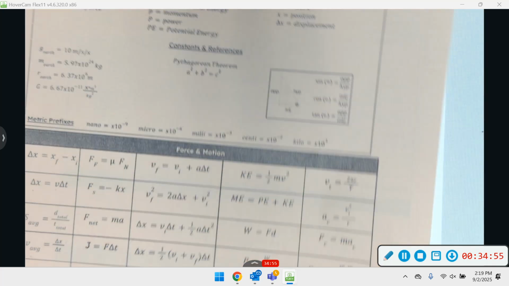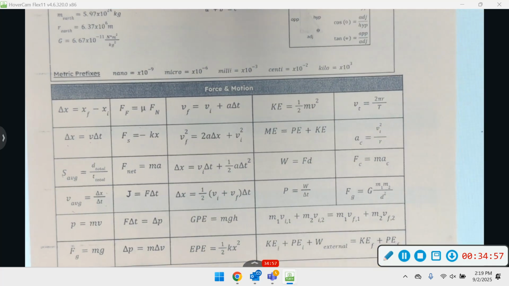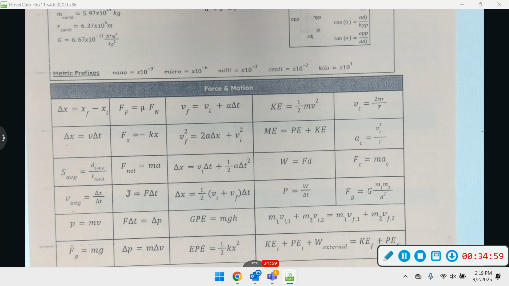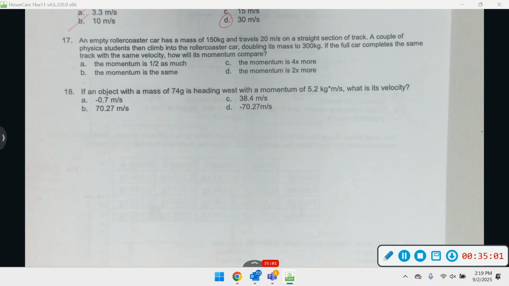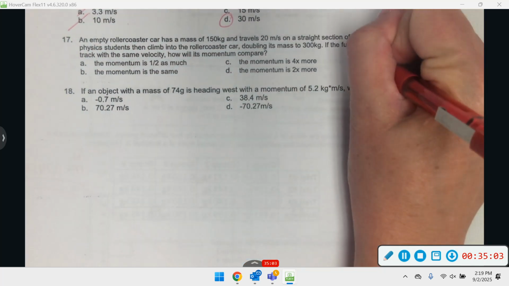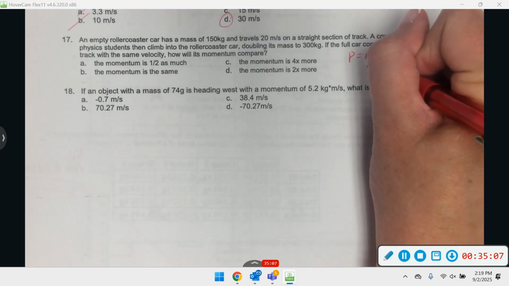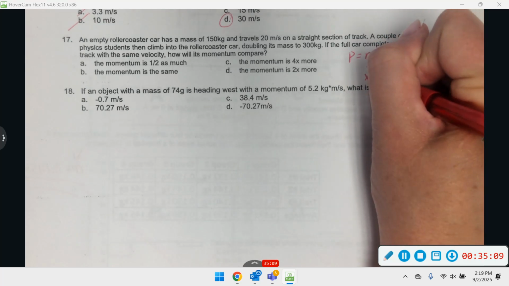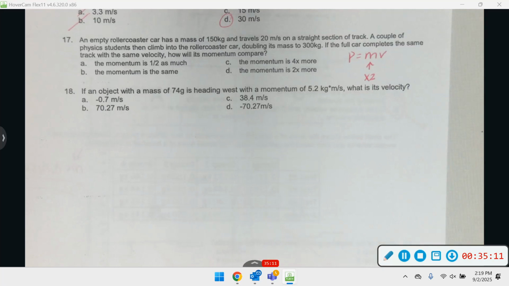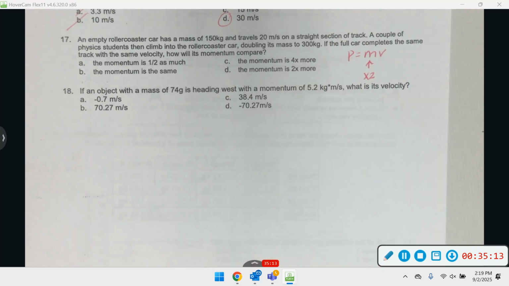Guys, we're going to want to refer to our momentum equation. Momentum is mass times velocity. That's going to help us answer this question. So momentum is mass times velocity. And this question is saying, hey, if I double this, but I don't change the velocity, what would happen to this? Just mathematically, think about it.